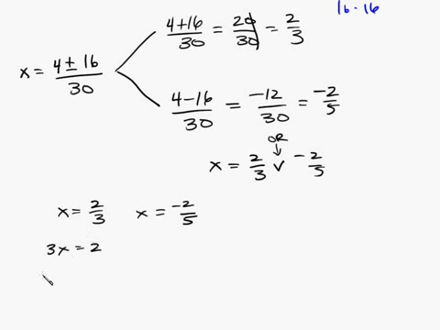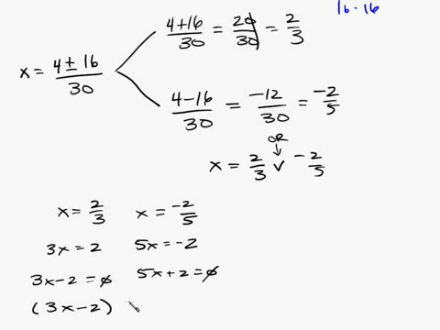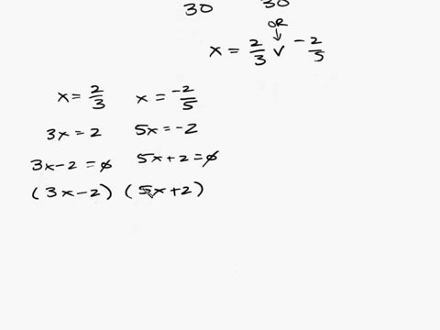Okay, so now I subtract 2 and I get 3x minus 2 is equal to 0. So my binomial here is going to be 3x minus 2. And for this one here, to multiply by 5, I get 5x is equal to negative 2. And add 2 to both sides and I get 5x plus 2 is equal to 0. So that means my binomial here is going to be 5x plus 2. And now we can go ahead and use FOIL.